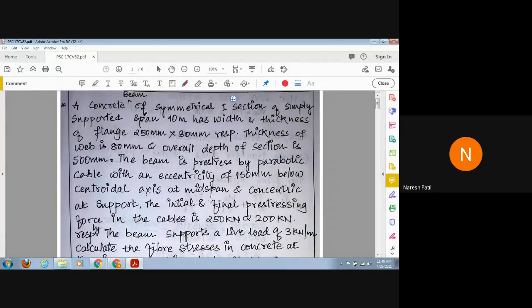A pre-stressed concrete beam of symmetrical I section of simply supported span 10 meter has width and thickness of flange 250 mm by 80 mm. The flange property is given, and the thickness of web is 80 mm. Overall depth of the section is 500 mm. The beam is pre-stressed by a parabolic cable with eccentricity of 150 mm below the centroidal axis at midspan and concentric at support. So eccentricity is also given. That is not required.